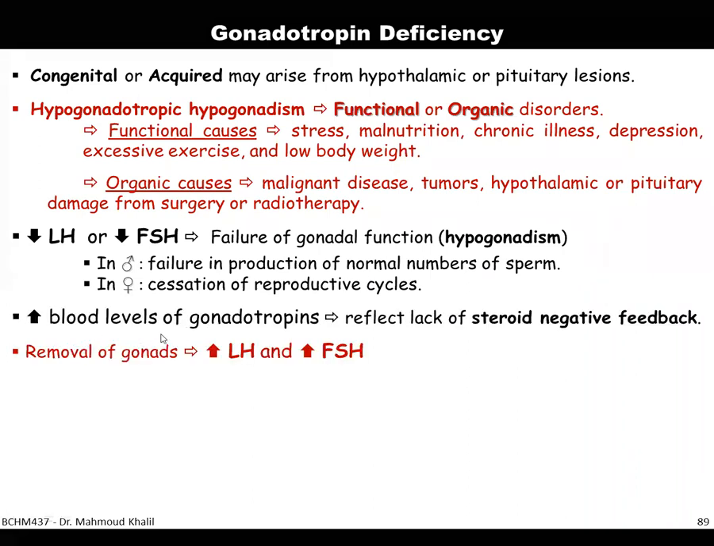While an increase in the blood levels of both gonadotropins will reflect a lack of steroid negative feedback, because when LH and FSH increase in the blood, the negative feedback loop must be affected. As we said before, the increased levels of the gonadotropins normally initiate a negative feedback at the level of the pituitary and/or the hypothalamus to decrease their concentration in the plasma. So a constant increase in the level of gonadotropins will reflect that there is a problem in the steroid negative feedback.